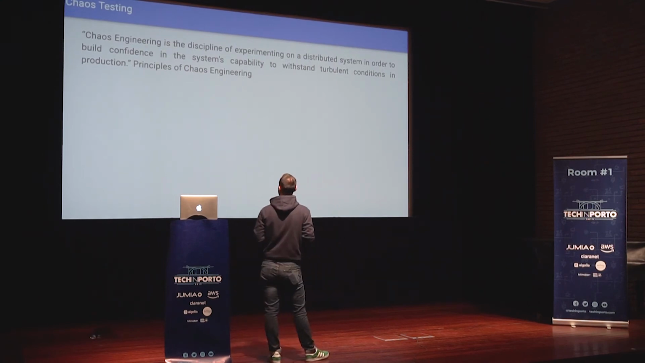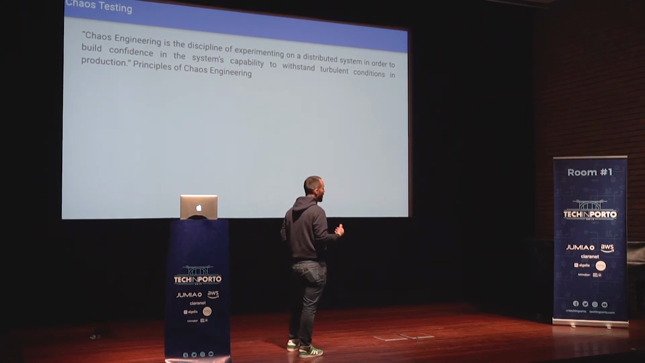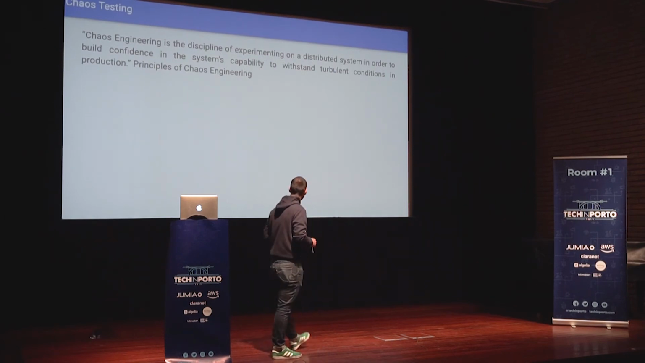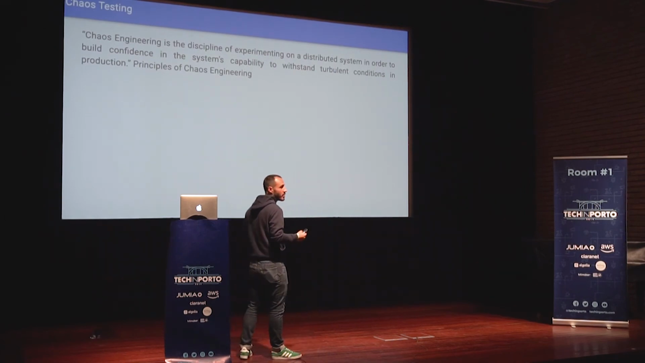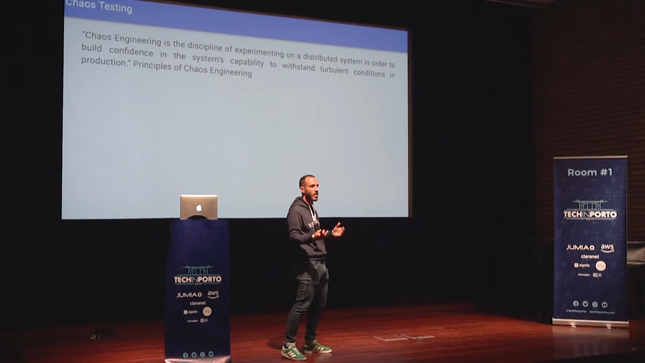So Istio provides some of those capabilities to inject failure. Because we have a proxy, we can go to the proxy and inject failure there.